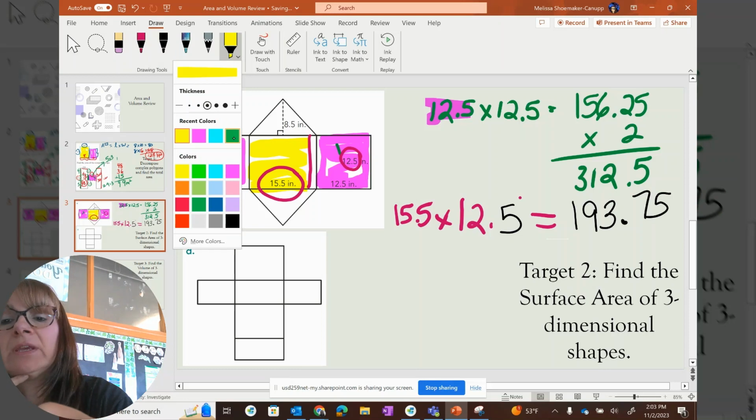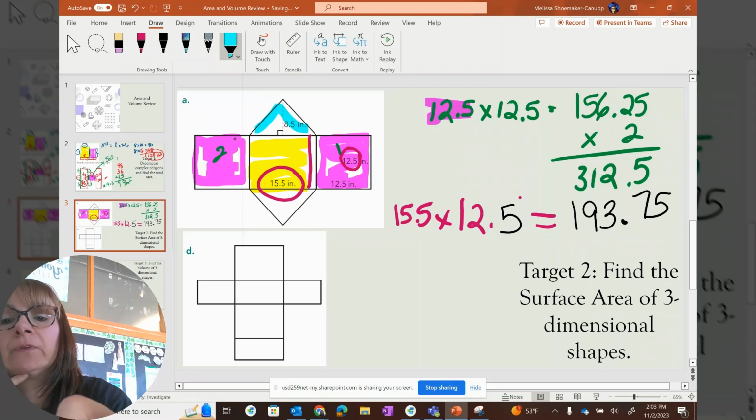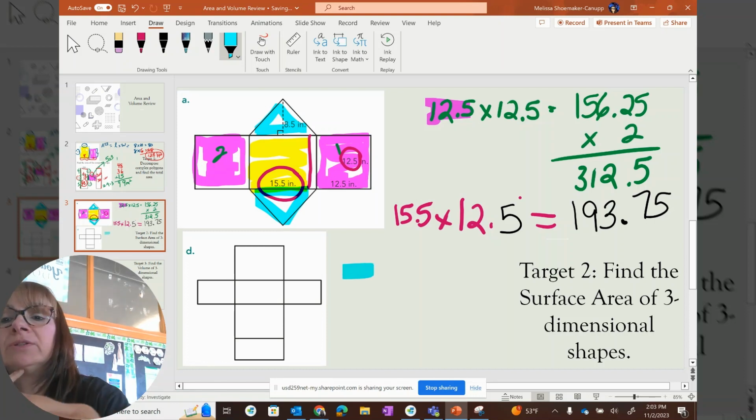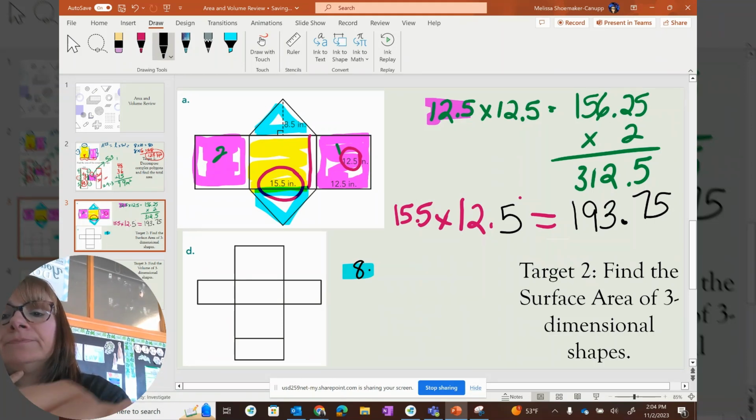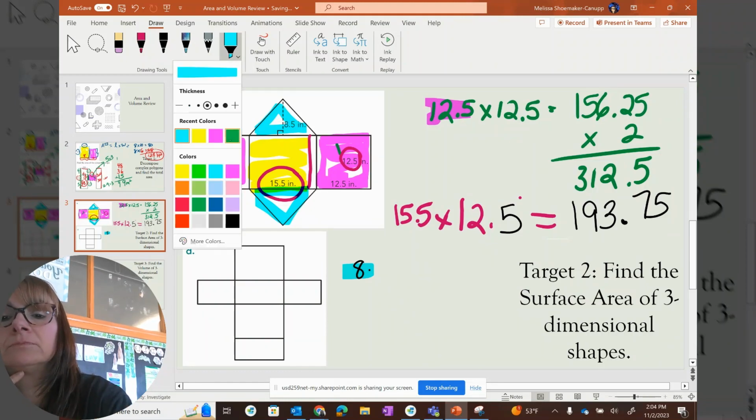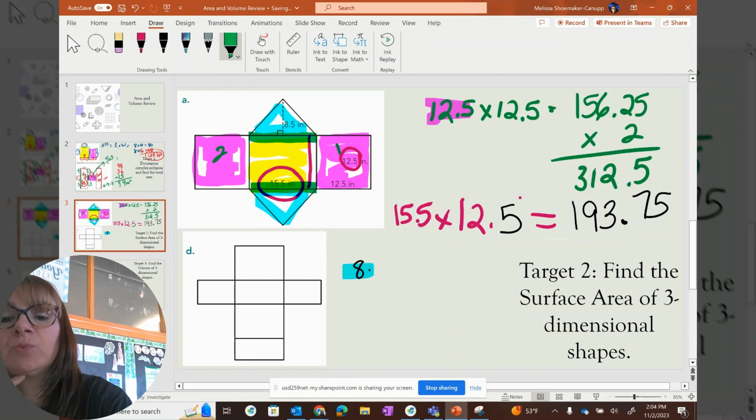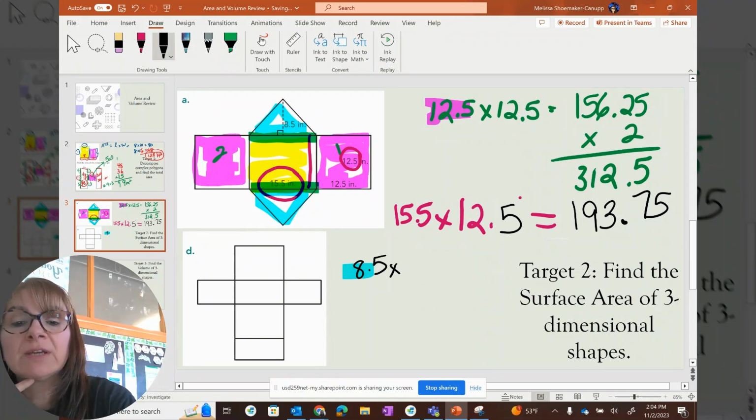Now we have to deal with the triangles. There's 2 of them, same size. The triangle is going to be 8.5. I can see the height. The base right here, the bottom of the triangle, I'm going to color it green. It's the same as this one, which is 15.5. So it's 8.5 times 15.5, but it is indeed a triangle, so we have to cut that in half.